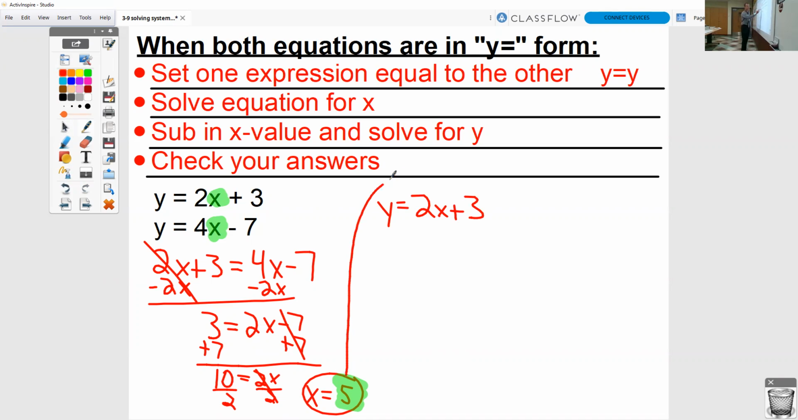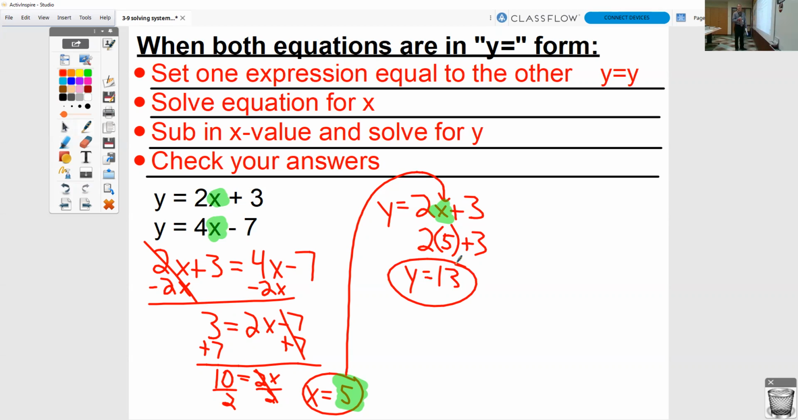So now I'm going to take this 5 and sub it in for x. So instead of 2 times x, I have 2 times 5 plus 3. You could type that right into the calculator, or you could do it out by hand. 2 times 5 is 10, plus 3 is 13. So I get y equals 13. That's my other answer. So my two answers are x equals 5 and y equals 13.